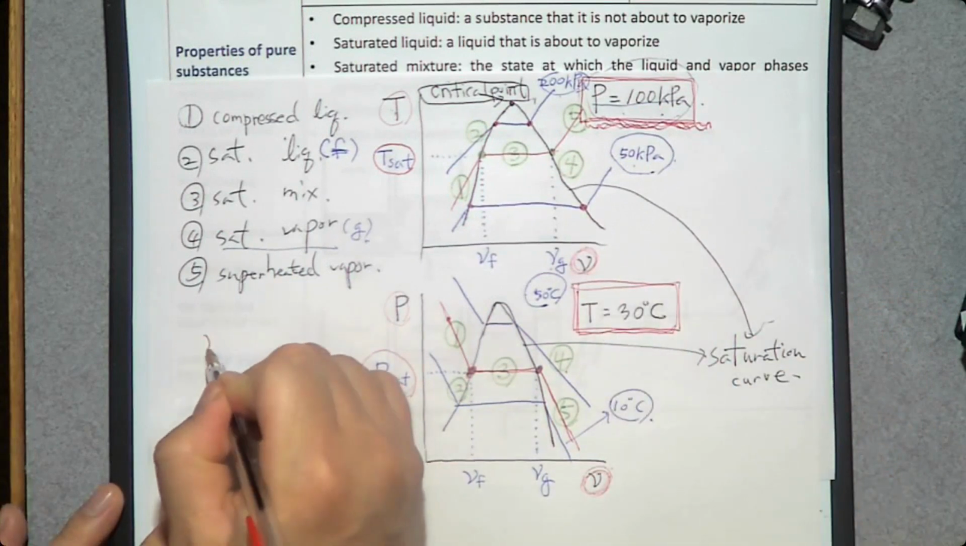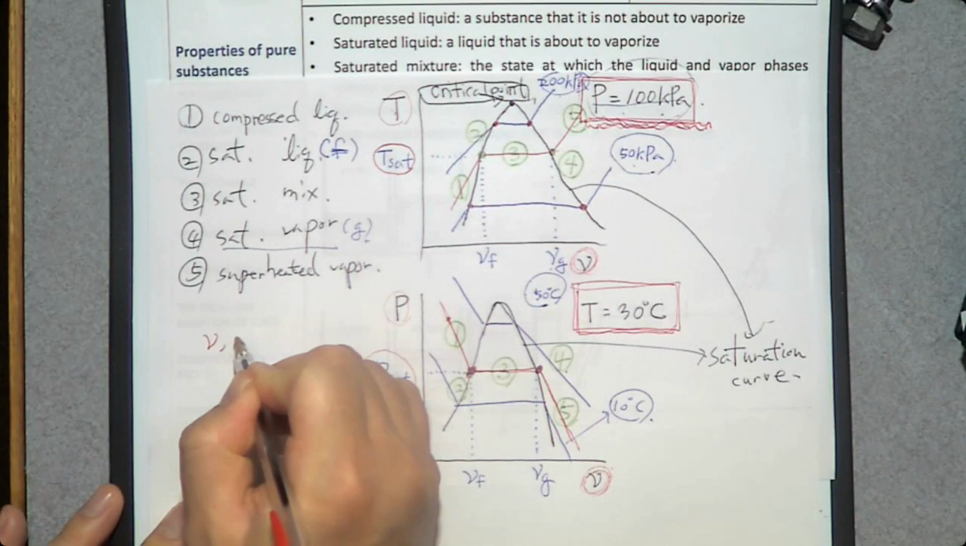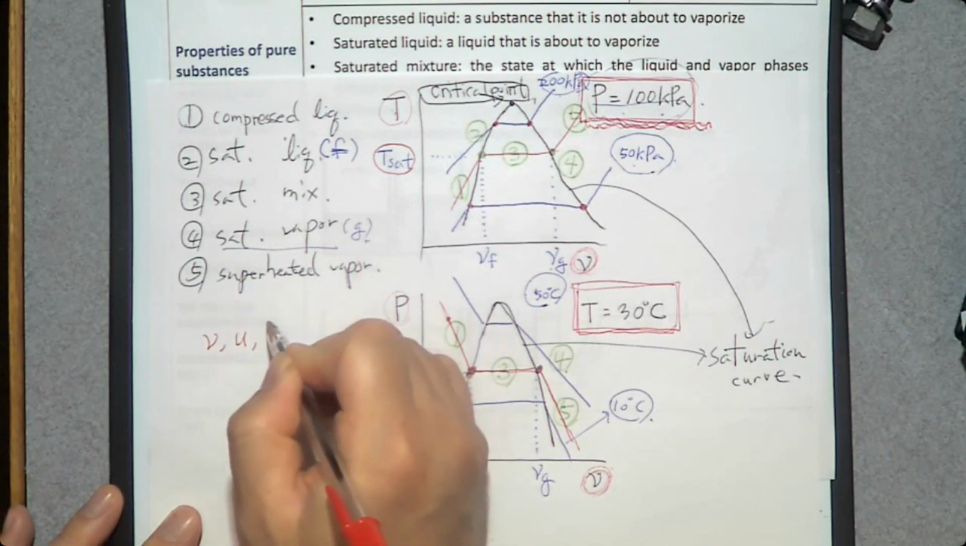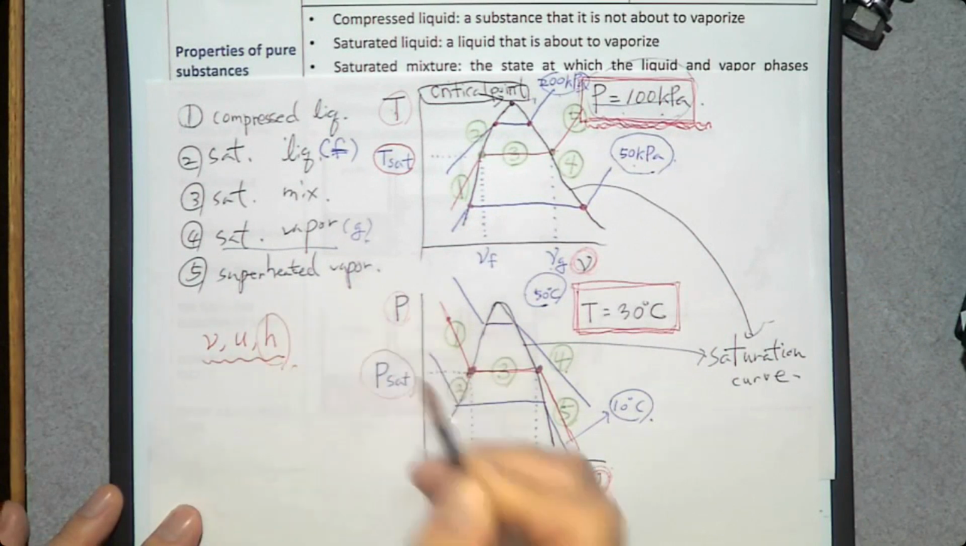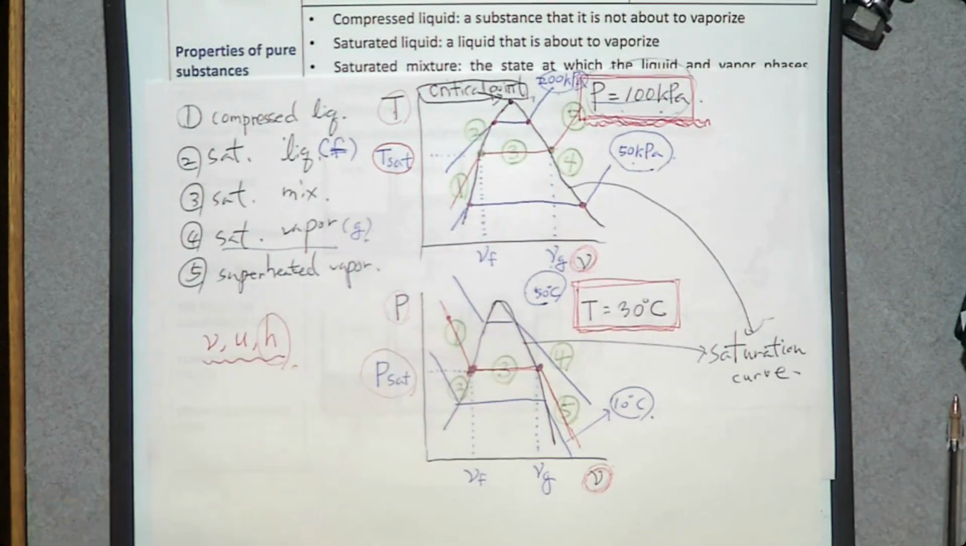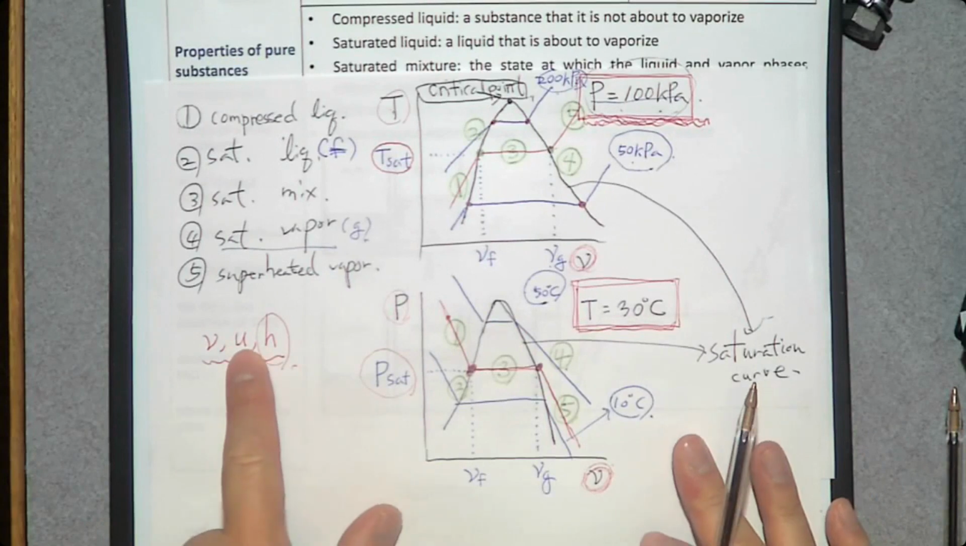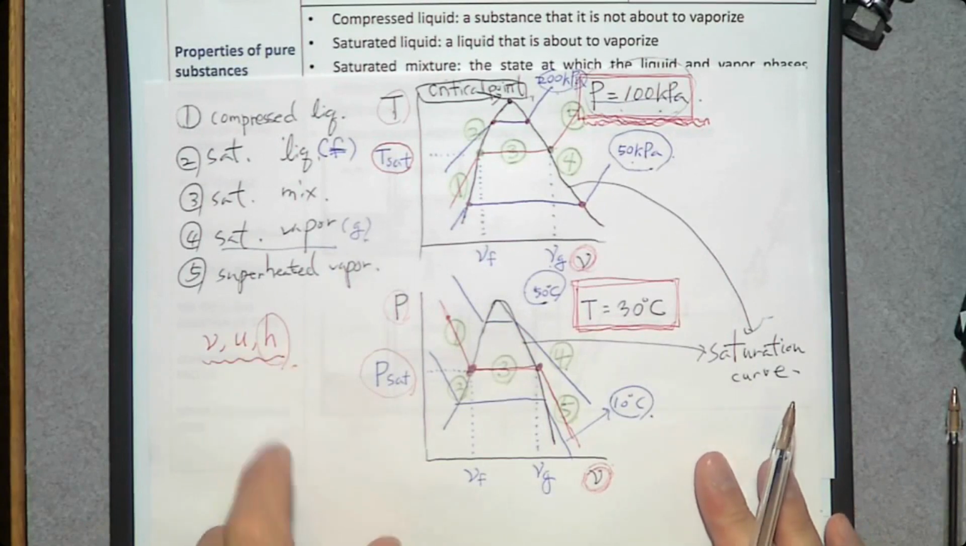Let's say instead of specific volume, I want to determine the specific internal energy or specific enthalpy. By the way, we don't know what enthalpy is now, but we are going to study this one today. Then there's a very simple way to evaluate U and H.